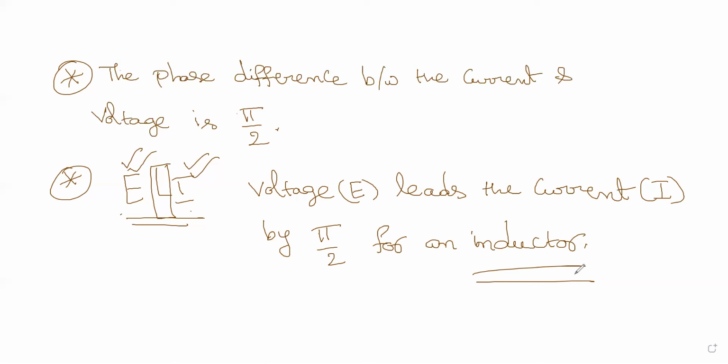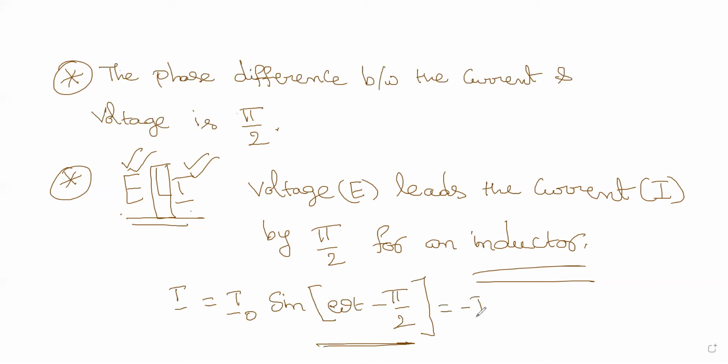The other way of representing the current is like this also: I naught sine of omega t minus pi by 2. This is the other way of representing the same current. In this case also, you get negative I naught cosine omega t. Here I naught refers to E naught divided by omega L.